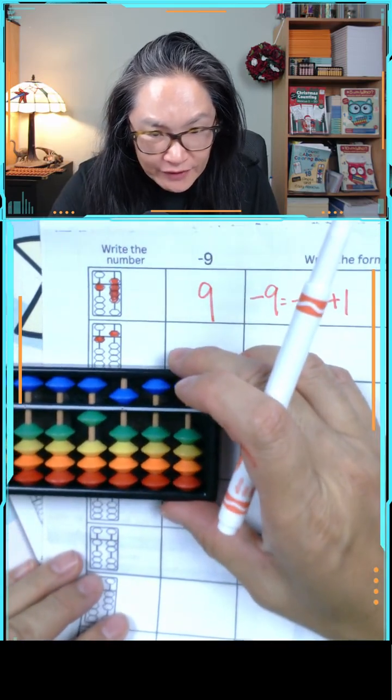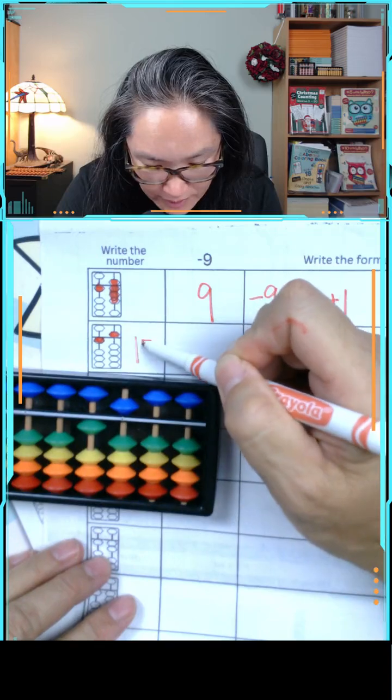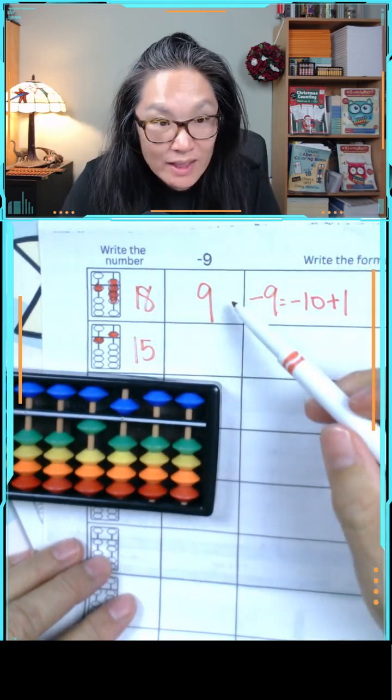What number is that? 15. Thank you, Ebony. So it's 15 on the abacus. This is 18. I want to take away 9.